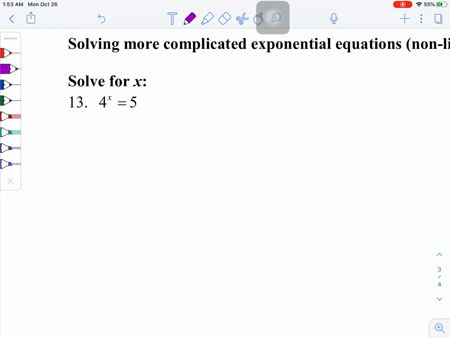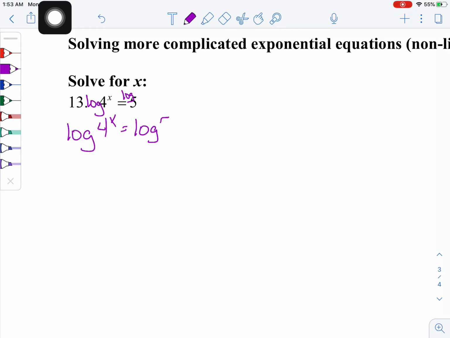The problem is, at least with this new problem, I have no idea how to make 4 and 5 have a common base. So I can't solve it that way, all right? What I can do, though, is take the log of both sides. So if I take the log of both sides, all right, we've got log of 4 to the x is equal to log of 5.